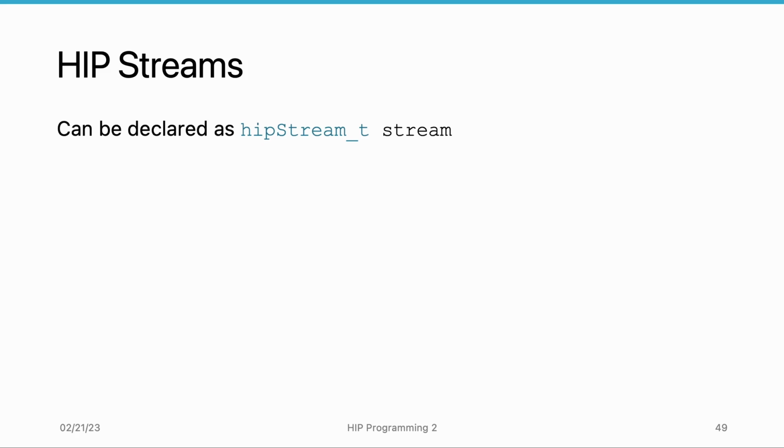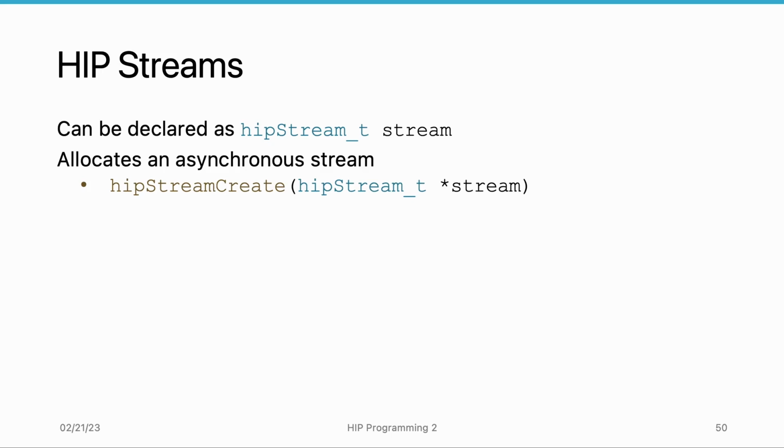Now let's see how we can create and allocate a stream in the GPU. hipStream_t is a data type in HIP that represents a stream in the GPU. It can be declared as hipStream_t stream to allocate a stream in the GPU.